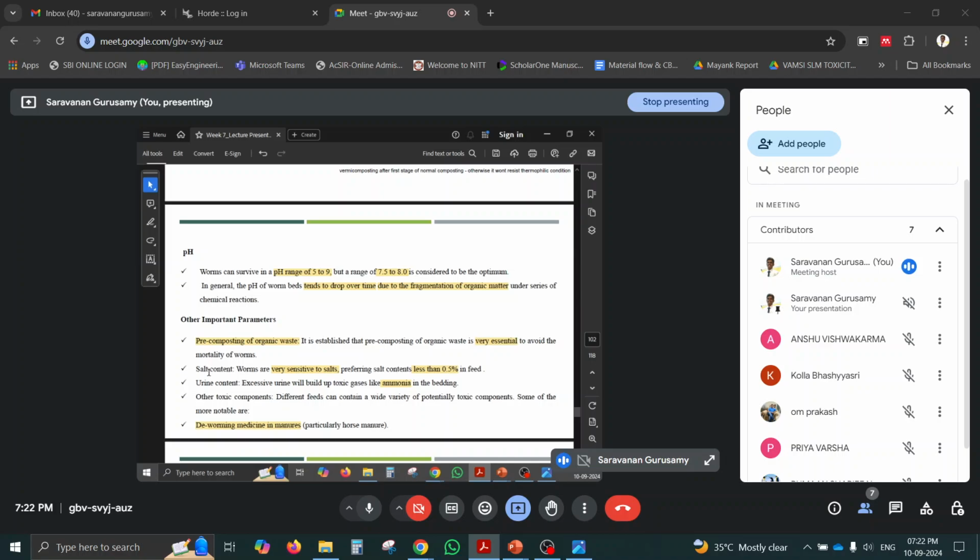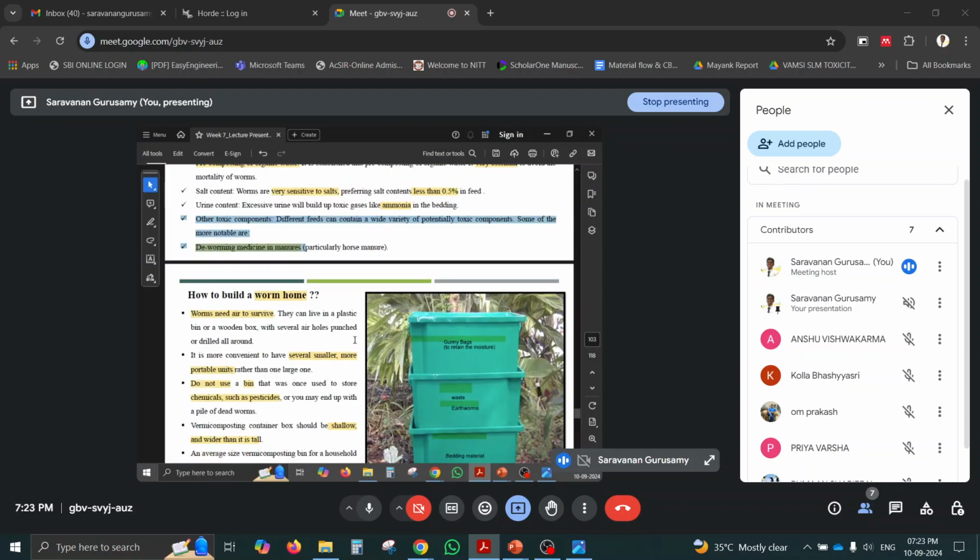The salt content is important, because worms are very sensitive to salt. It should be preferred to maintain it at less than 0.5%. And the urine content will create ammonia, and ammonia is toxic to worms. And the other toxic elements, as I have mentioned, are trace elements and heavy metals. And deworming medicines should not be present. Some hazardous materials will cause mortality of these earthworms.